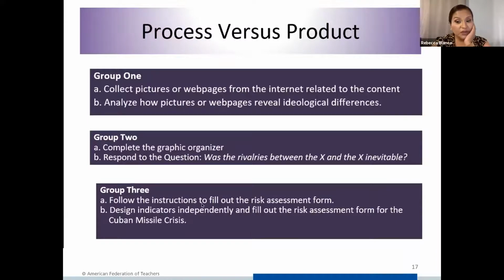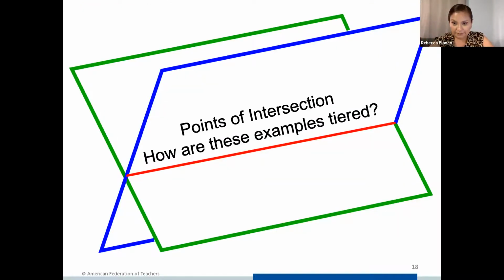And let's read through it, right? Follow the instructions to fill out the risk assessment form, right? They're creating because they're filling something out, right? And here they're designing, it's a little bit more, right? Design indicators independently and then fill out the risk assessment form for the Cuban Missile Crisis, right? So they're actually creating something. The risk assessment form is that one piece that they're going to have, like a physical thing. And it might not even be physical, it might be virtual now, right? Because of the way that we have been this year, but they're actually creating something to show what they've learned.